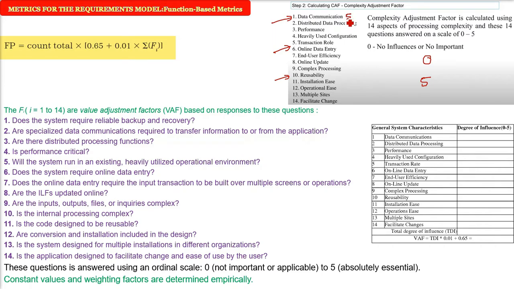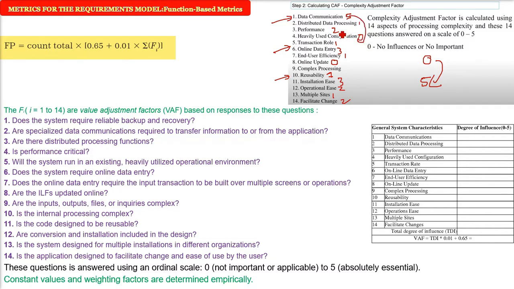So any number between 0 and 5 can be assigned to all these 14. For example, data communication is very important, 5. Online update not required, 0. Reusability somewhat, so gave 1. So we gave all these 14 values some value between 0 and 5. And then all values you have to add. The numbers between 0 to 5 you have given, you have to add them.